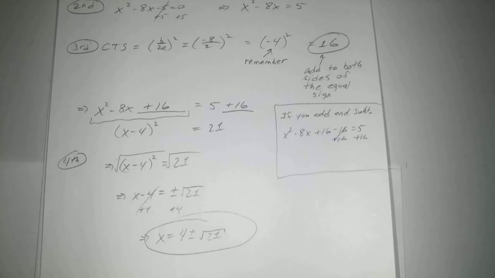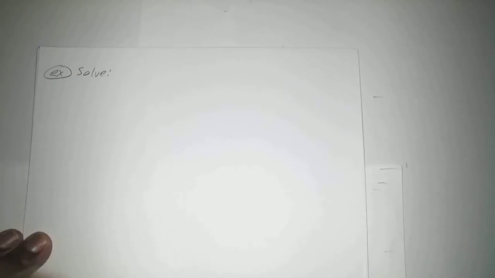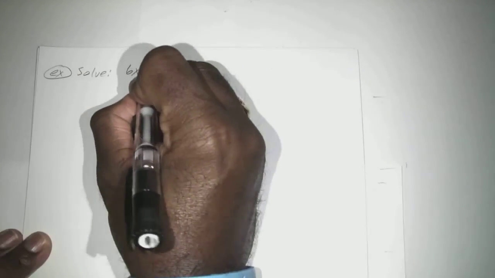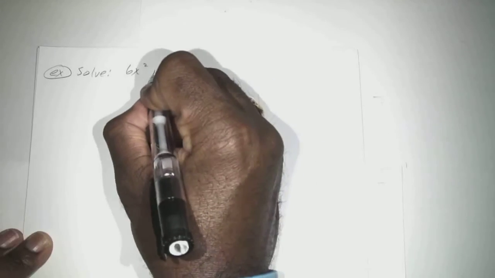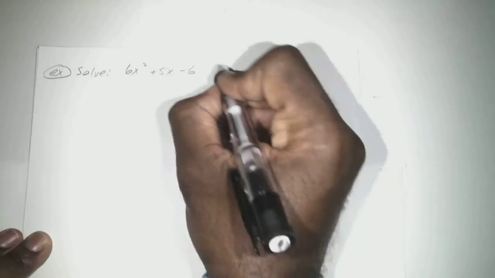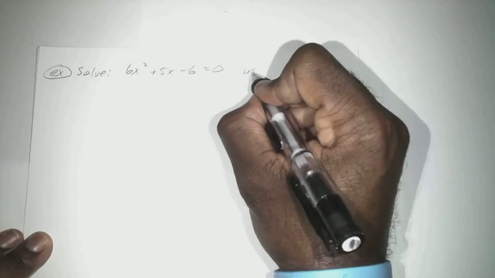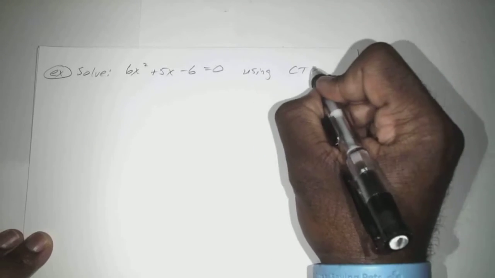Okay, for the next example, let's say you wanted to solve 6x squared plus 5x minus 6 equals 0 using completing the square.